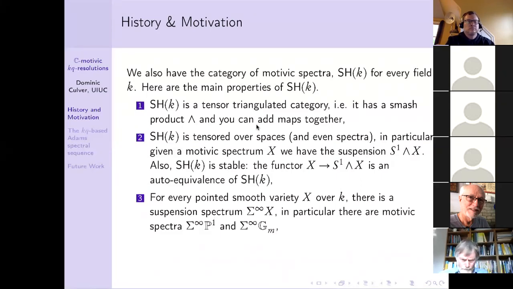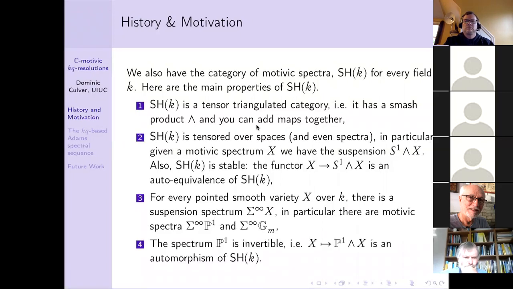Okay. Another thing is that if you give me a pointed smooth variety over K, then you get a suspension spectrum for that thing. So this is exactly analogous to the usual thing in spectra, which is that if you give me a space, then there's a suspension spectrum of that space. So in particular, there are these motivic spectra, which are the suspension spectra of the one-dimensional projective space and the multiplicative group.